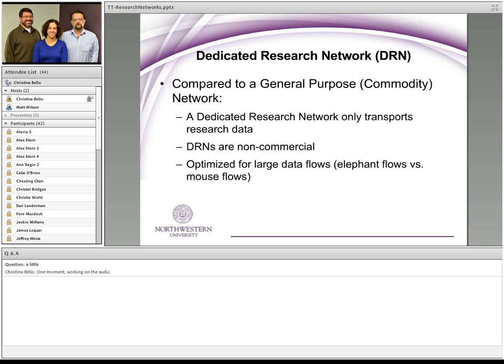It will not allow, and doesn't want to allow, anything like access to a website, passing email through, or any copying of files that are not research data related. Dedicated research networks are typically non-commercial, so they are used only for academic research, and they are optimized for large data flows. The technical jargon network engineers like to use is an elephant flow, versus a mouse flow, which is the smaller data flows you will typically encounter on a general purpose or commodity network.